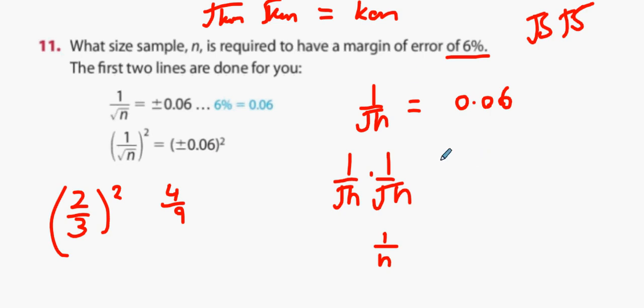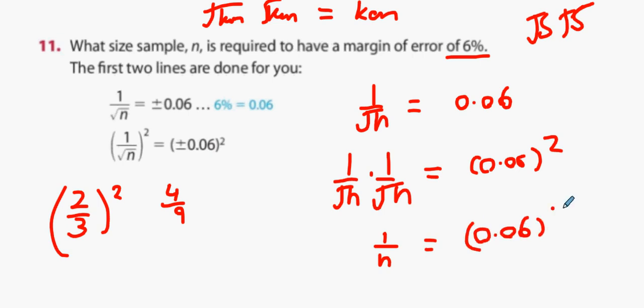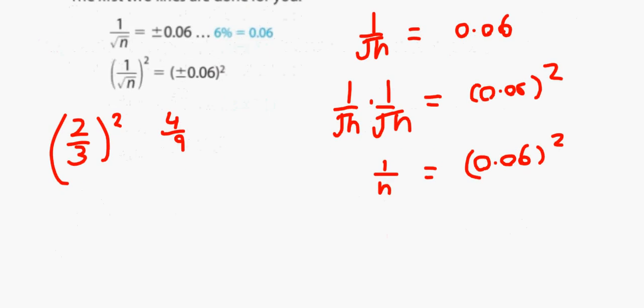So, I didn't square the other side, did I? The other side is 0.06 squared. And how do I get n on its own? I could do a trick. There is a trick here. There's two tricks. If 2 over 3 equals 4 over 6, what happens if I turn both fractions upside down? Peter, what happens if I turn both fractions upside down? 3 over 2 equals 6 over 4.